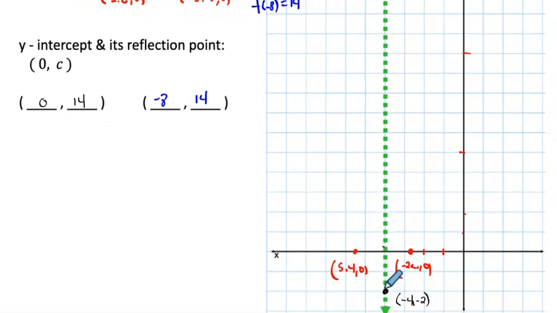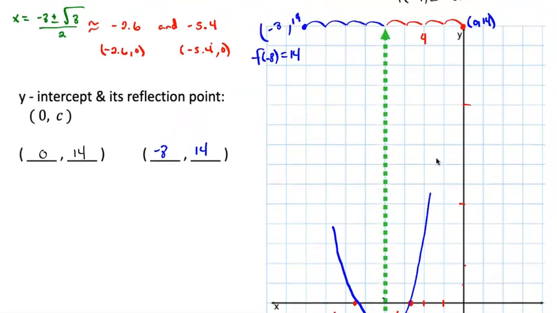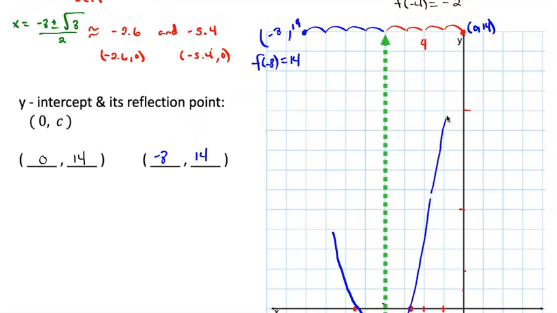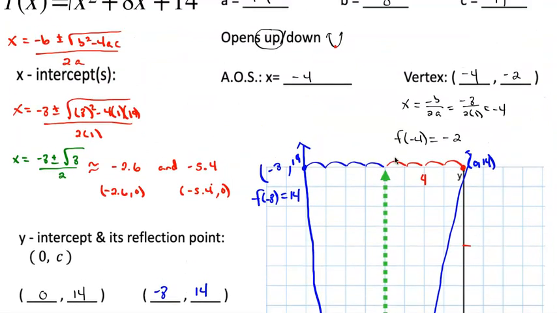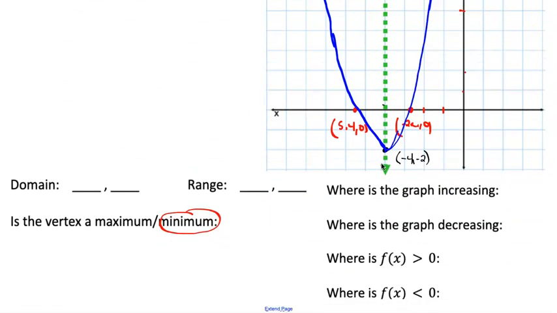Let me just draw my U shape up, going this way. I'll do my best to draw this U. This one's going to go all the way up to 14 and down to 14. Alright, so that's what the general shape is going to look like. I've got everything I need to graph this, and now I'm going to fill in the rest.